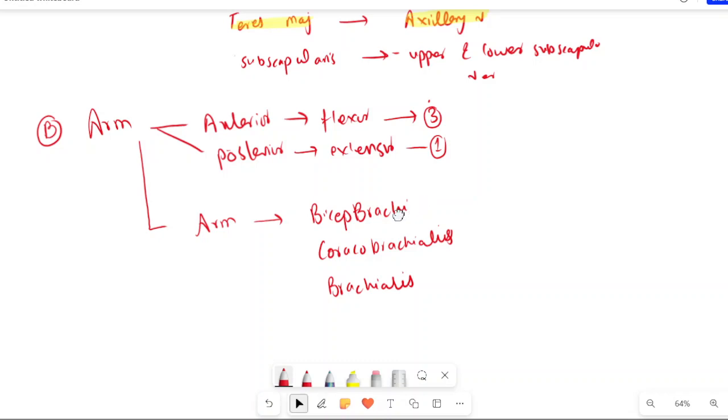Biceps brachii has one long head and one short head. These three are supplied by the musculocutaneous nerve. So you can remember musculocutaneous supplies BBC: biceps brachii, coracobrachialis and brachialis. Okay, now the posterior side, this was the anterior side.